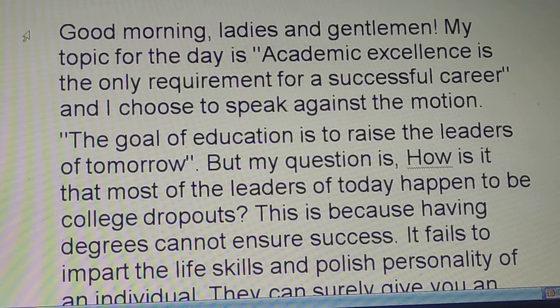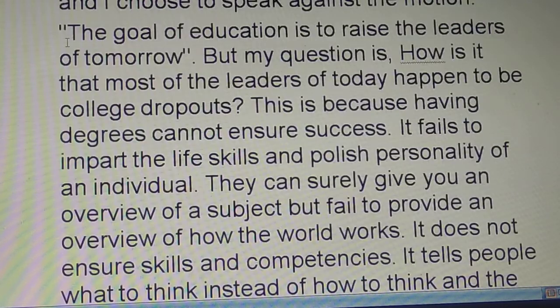The goal of education is to raise the leaders of tomorrow. But my question is, how is it that most of the leaders of today happen to be college dropouts? This is because having degrees cannot ensure success. It fails to impart the life skills and polish personality of an individual. Yeah, very true, very true.